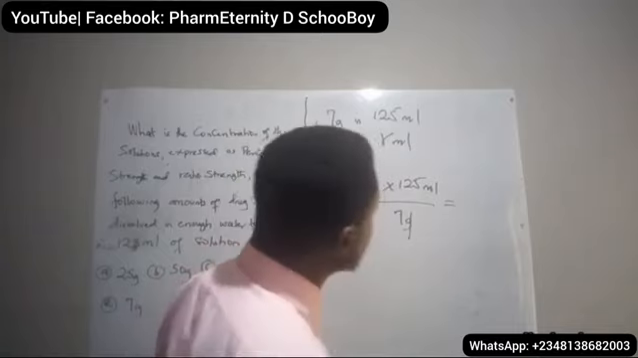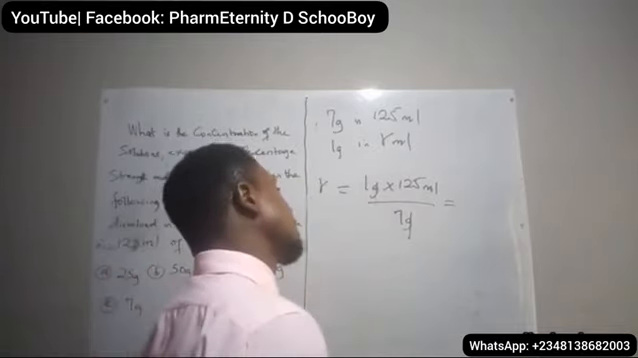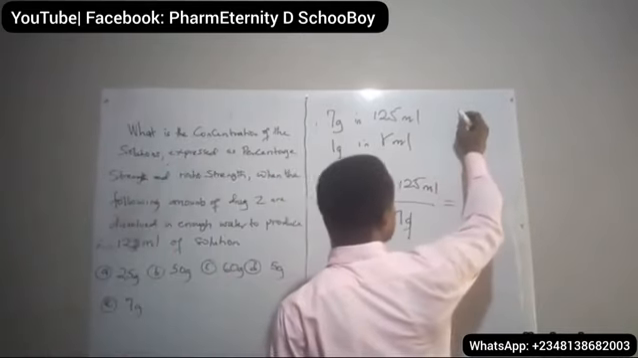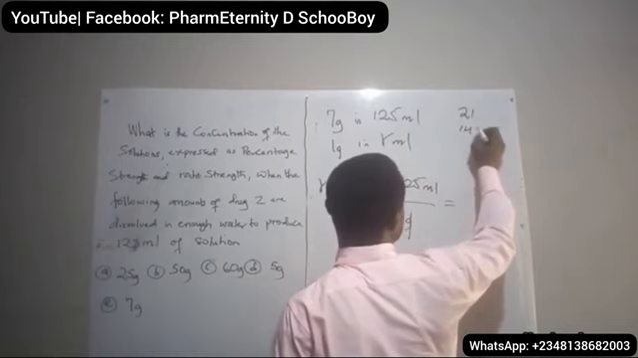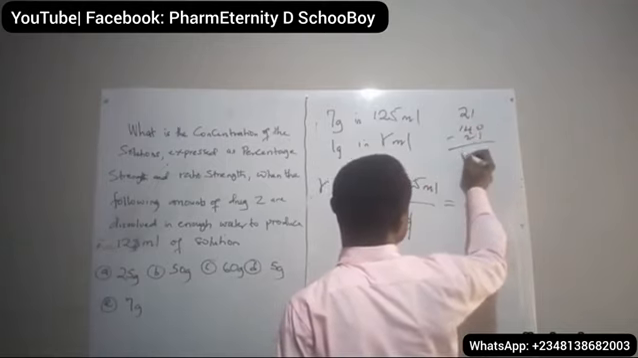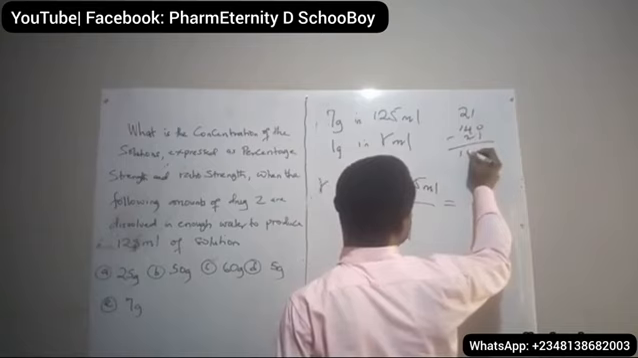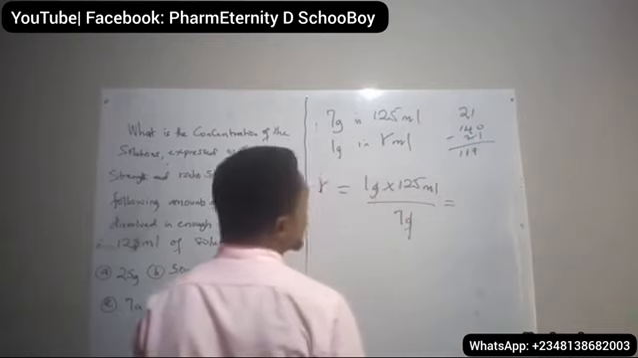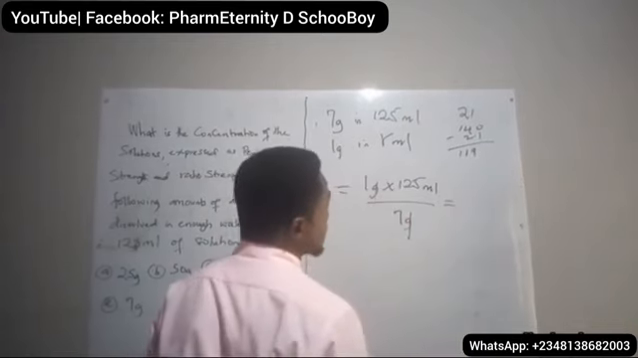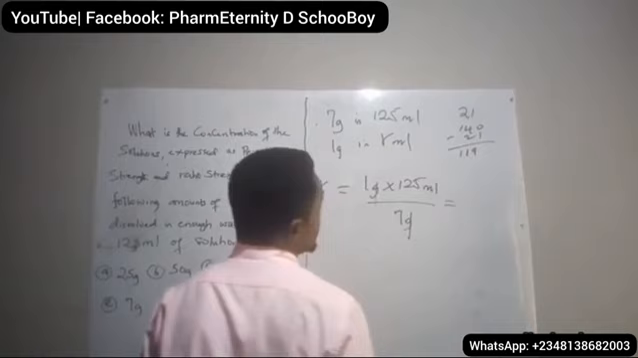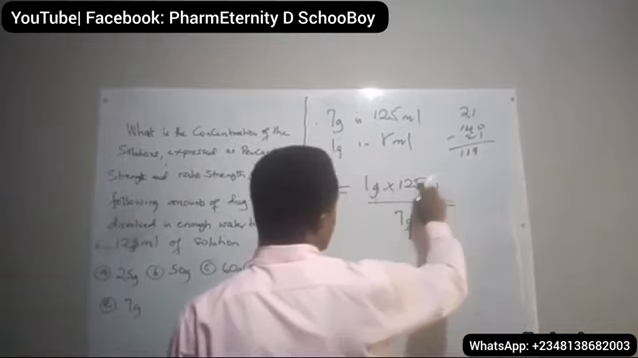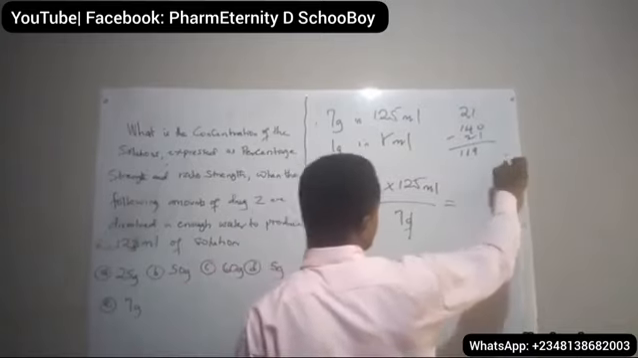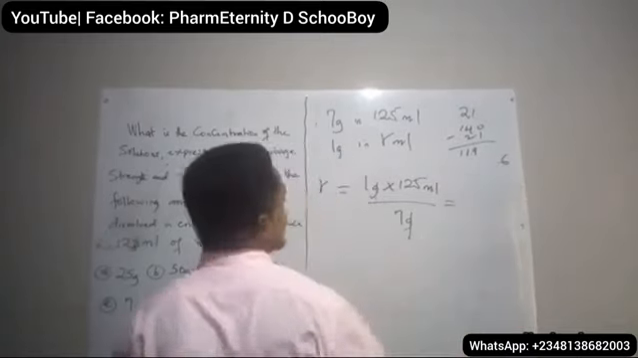Let's come down. 7 times 3 is 21, right? So 140 minus 21 will give us 119. And what is the difference between 119 and 125? It's just 6. If you add 6 to 119, you get 125.